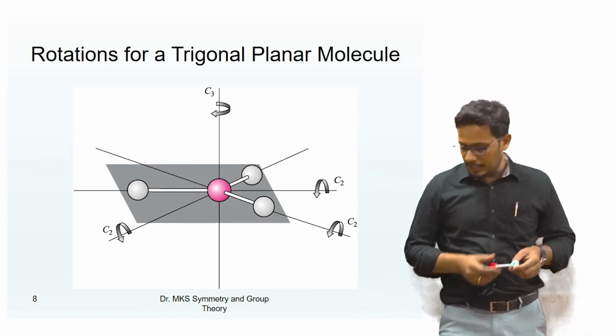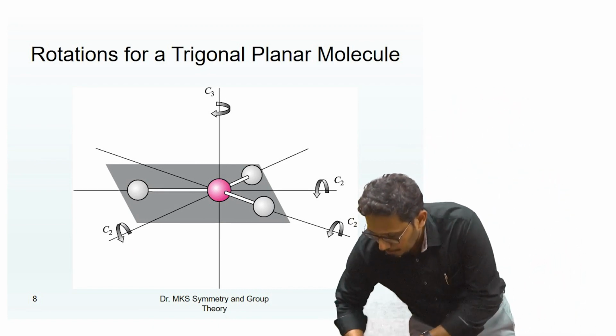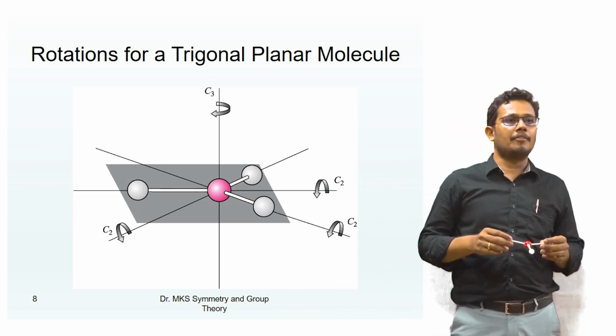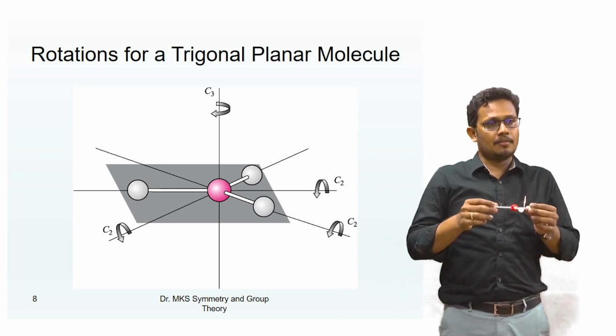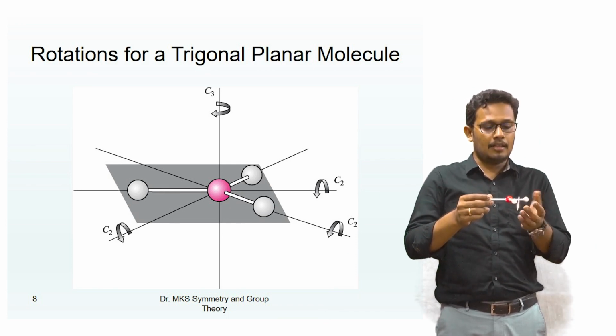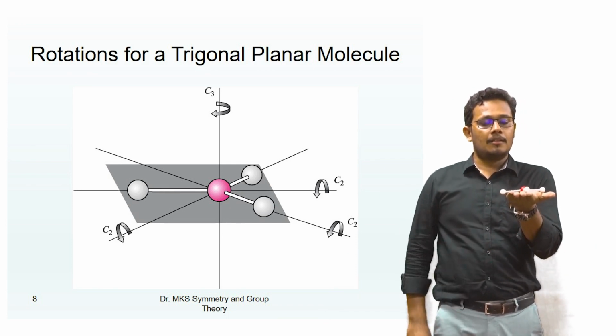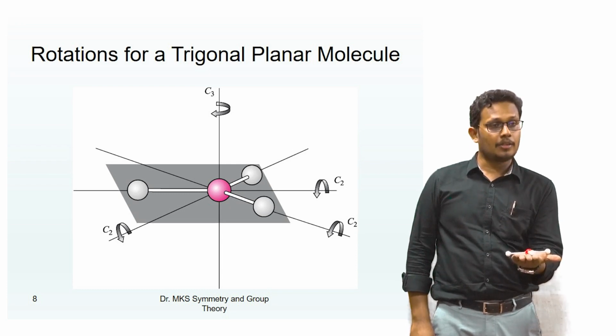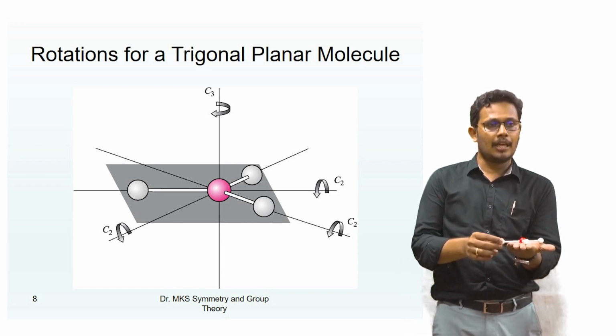See here, we are considering the BF3 molecule. What is the geometry of this one? Trigonal planar. You can place the molecule like this. It has a plane, right?